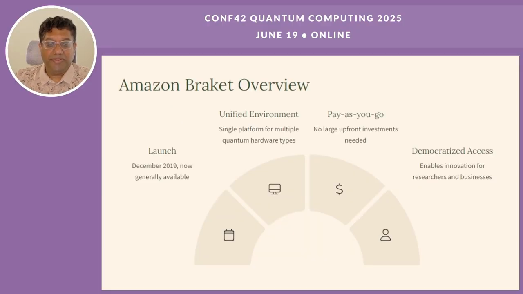The Amazon Braket overview. The service was launched in December 2019. Now it's generally available, and it is a unified platform for multiple quantum hardware types, where organizations can explore various quantum hardware types as per their requirement. It is a pay-as-you-go service model where organizations need not invest upfront, but can get started with the service and pay as they use it. It offers democratized access, enabling innovation for researchers and businesses by using it in a simple and fast way.